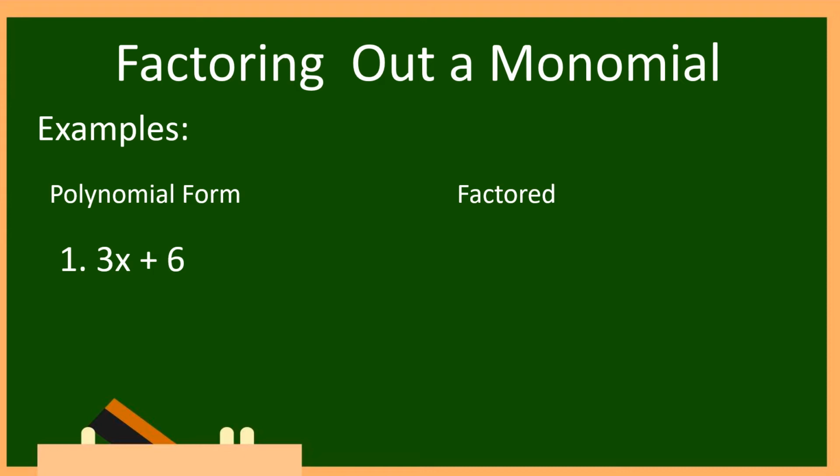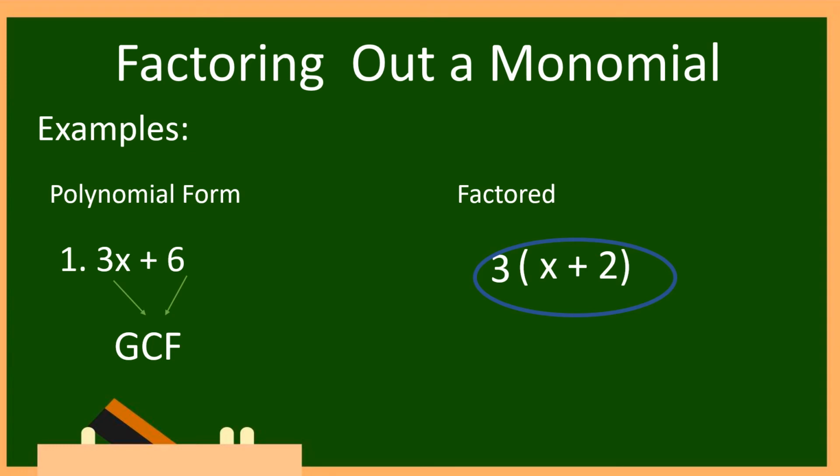First, we need to get the GCF of each term. 3 and 6, the GCF is 3. And there is no common variable because in the second term, there is no variable x. Then, to get the remaining factor, we need to divide each term by 3 since it is the GCF or the greatest common factor. We divide the first term, which is 3x, by 3.